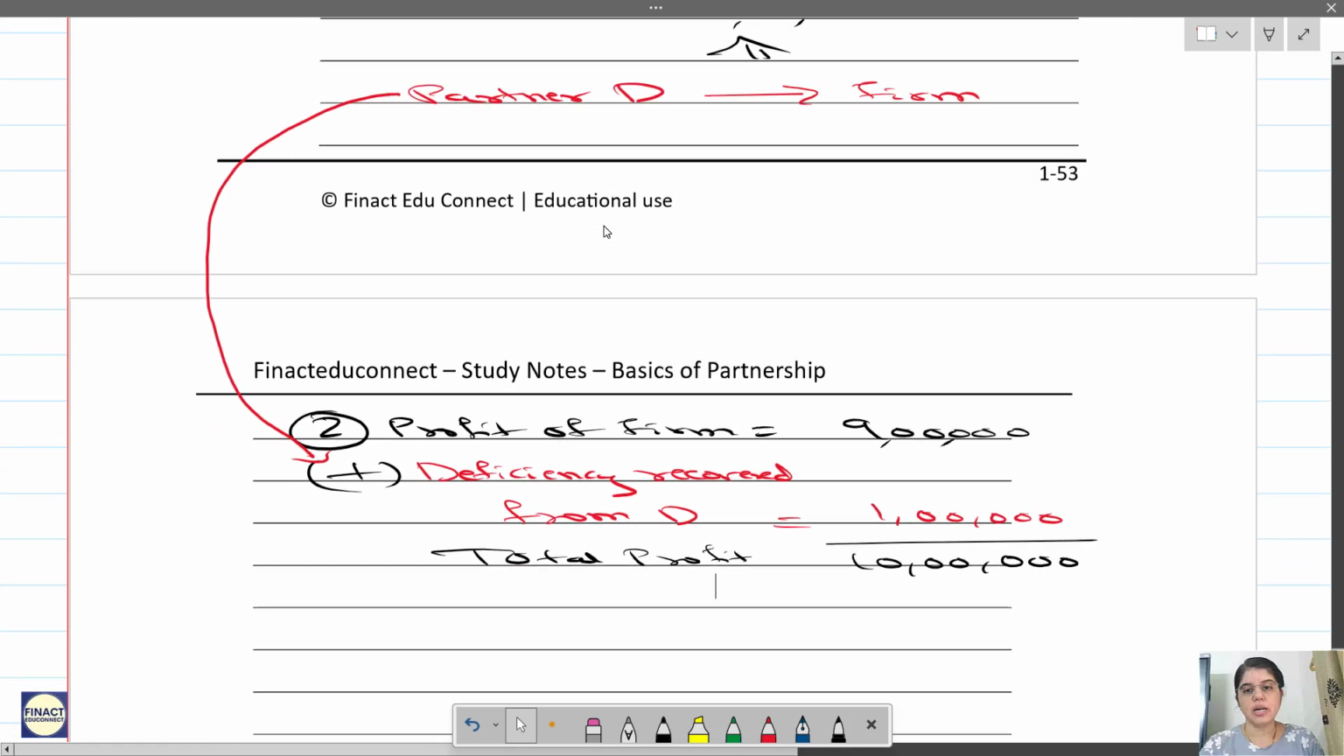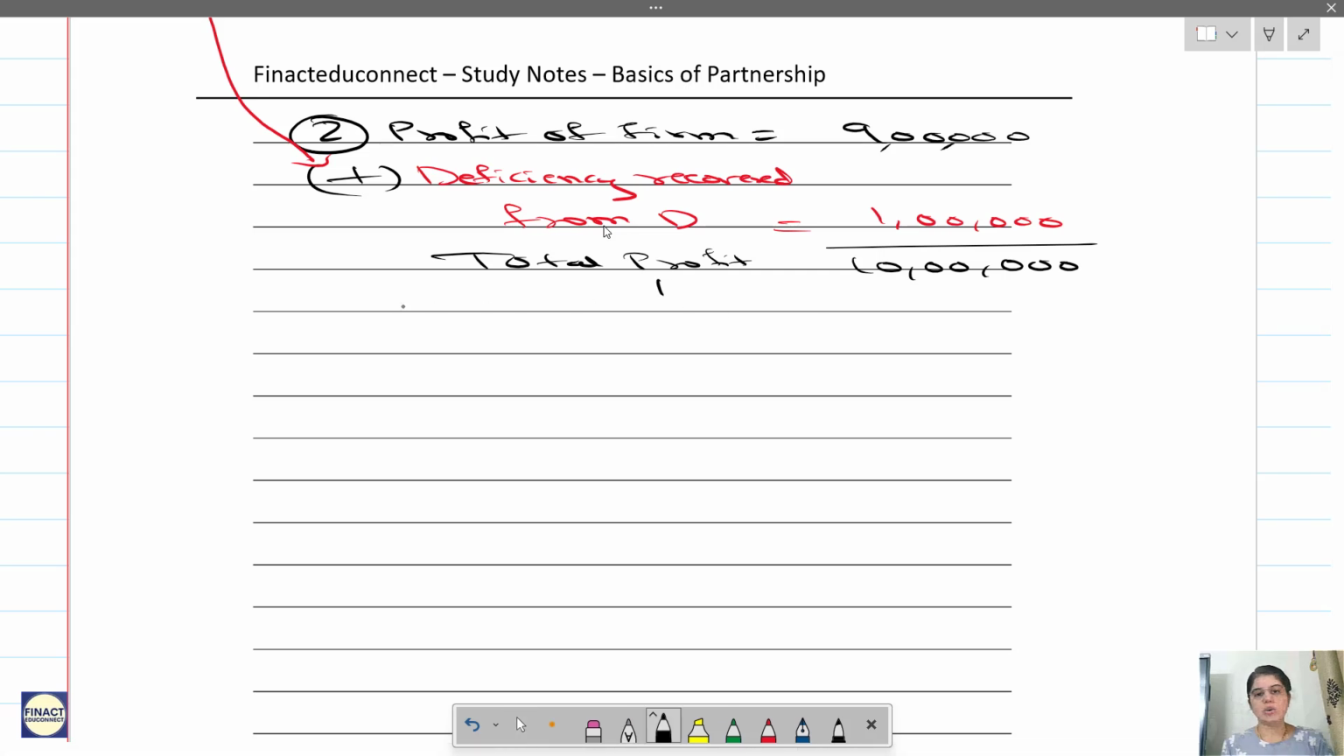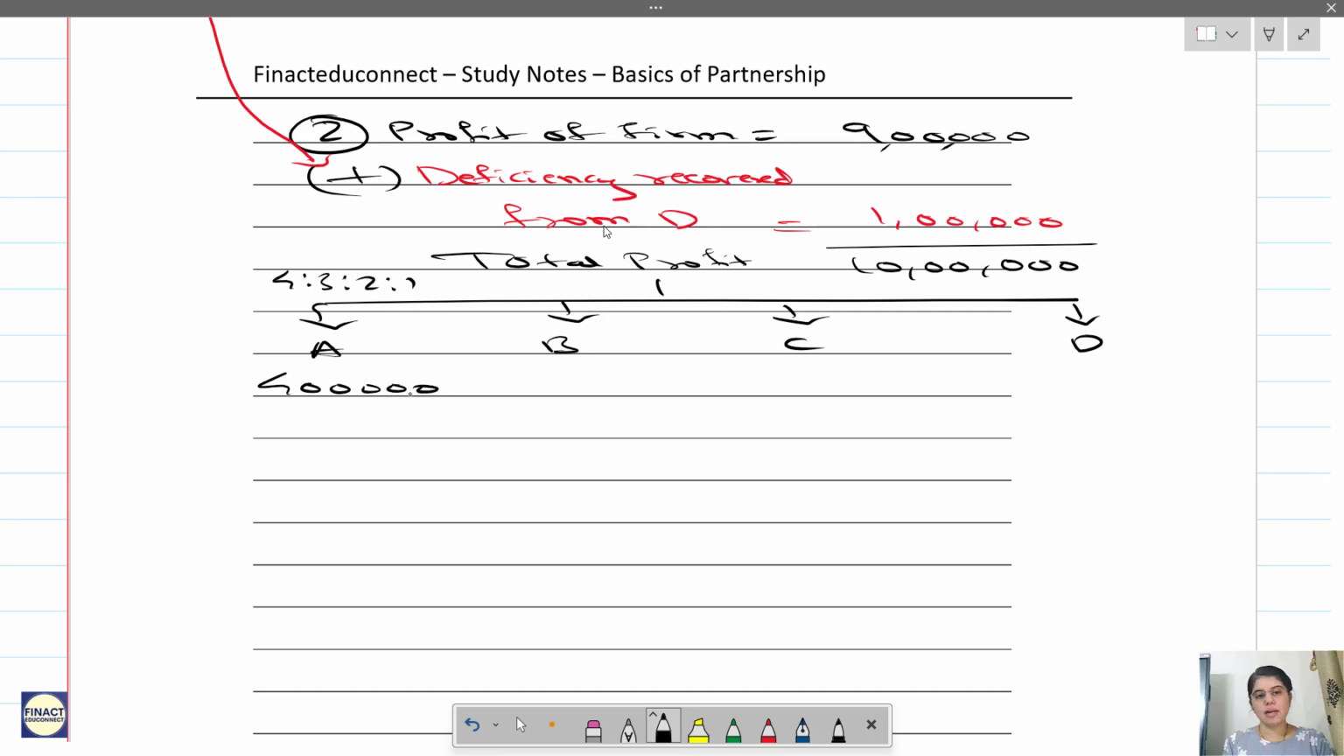Correct. So let us distribute this 10 lakhs into this ratio. So 10 lakh, we have 4 partners, right? A, B, C, D, and the ratio is 4:3:2:1. Correct. So A will get 4 lakhs, B will get 3 lakhs, C will get 2 lakhs, and D will get 1 lakh rupee. Now see here what is happening.